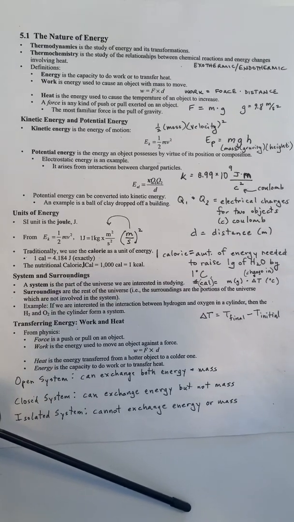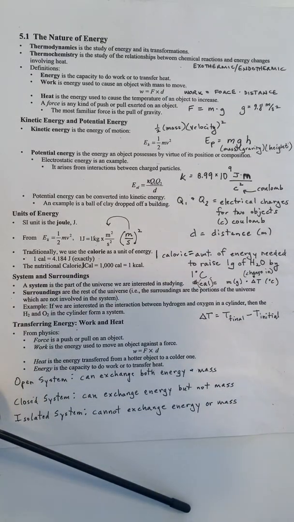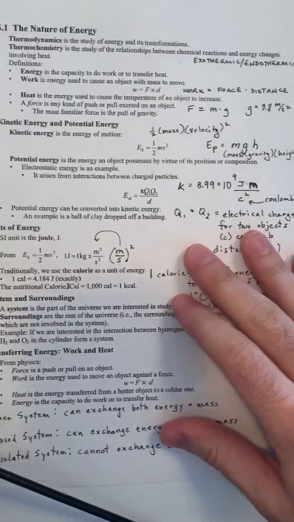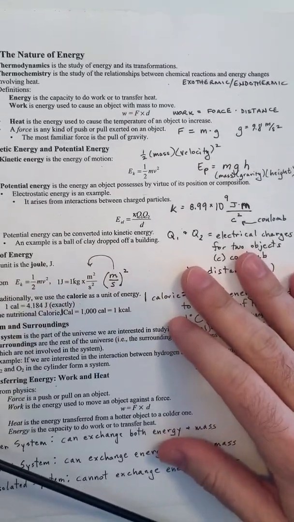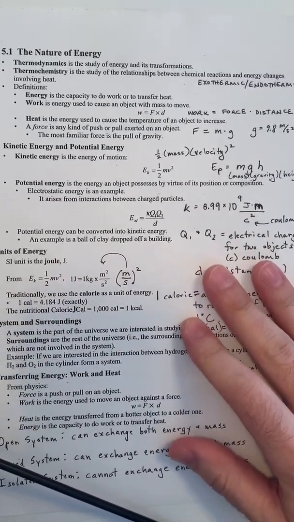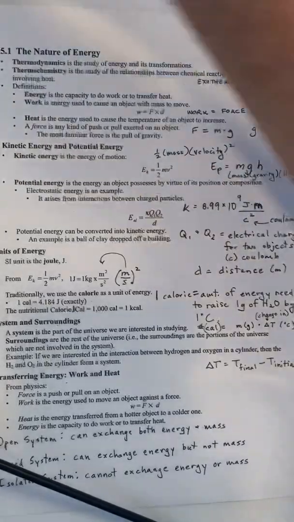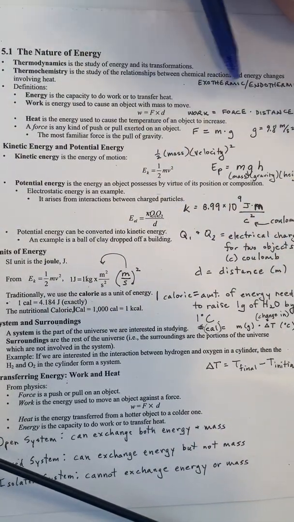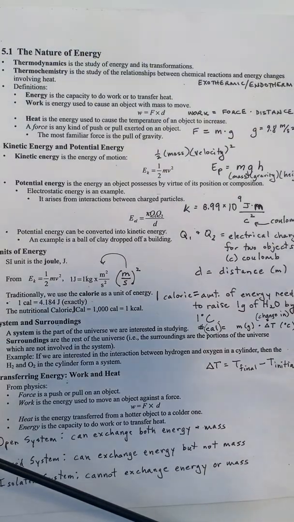So this chapter is thermodynamics, which is essentially all about energy and heat and chemical reactions. I'm going to try to zoom this in a little bit. I know it's kind of hard on this. Thermodynamics is the study of energy and its transformations. Thermochemistry is the study of the relationships between chemical reactions and energy changes involving heat.